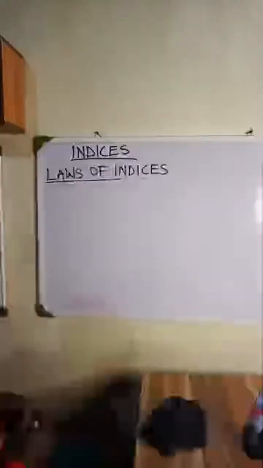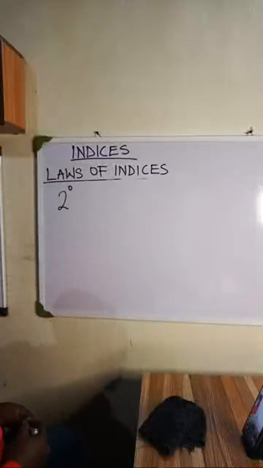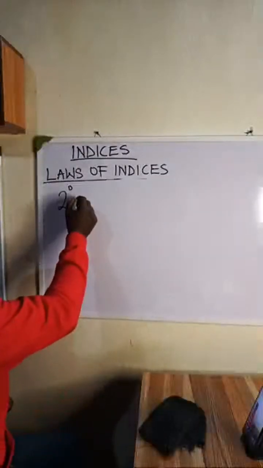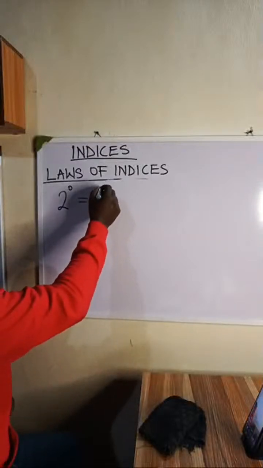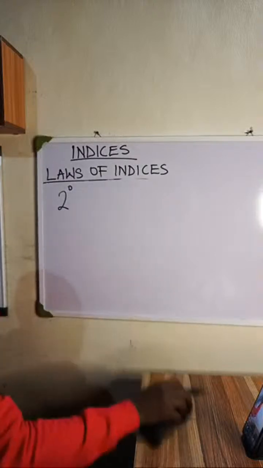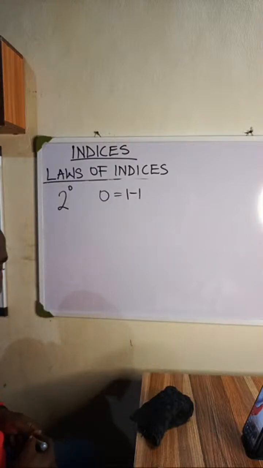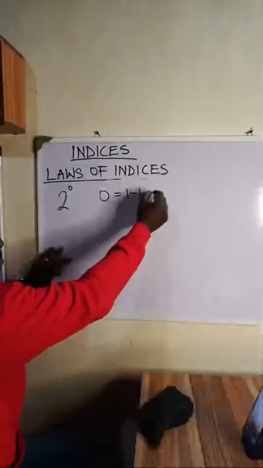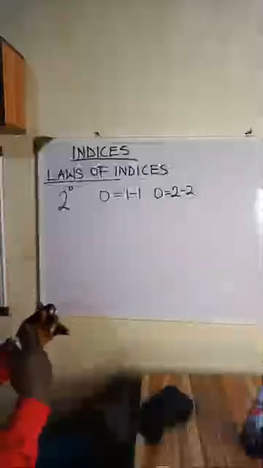Let's prove it. If I have 2 to the power of 0, 2 to the power of 0 is the same thing as 2 to the power of... Before we do that, 0 is the same thing as 1 minus 1. Do we agree? 0 is the same thing as 1 minus 1. It's also the same thing as 2 minus 2.